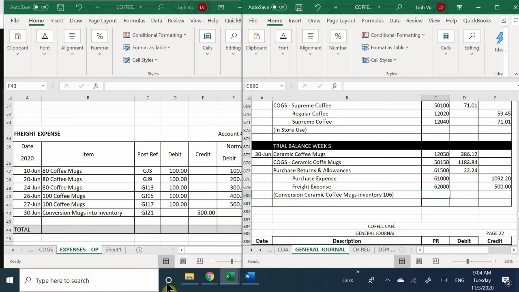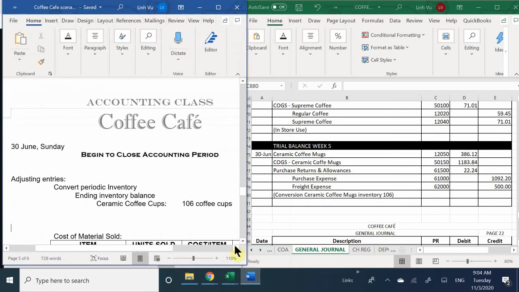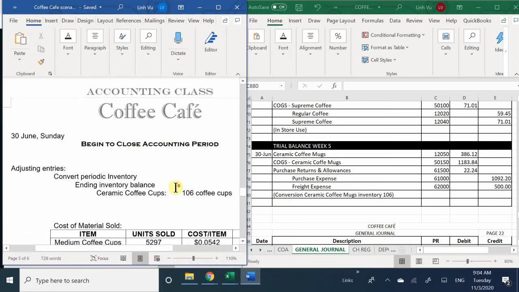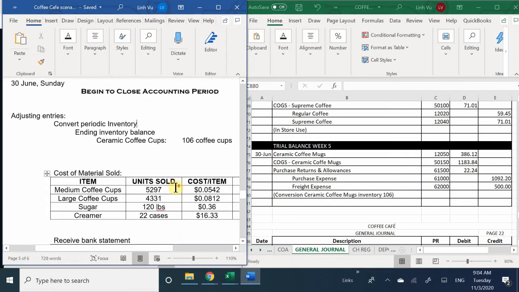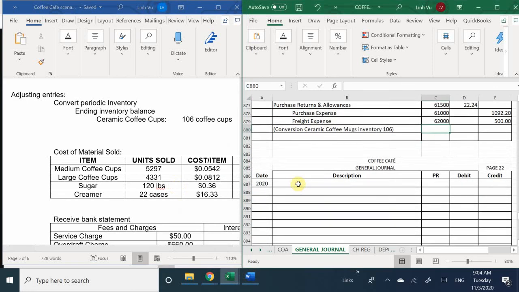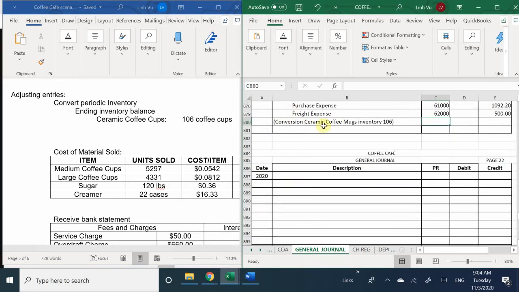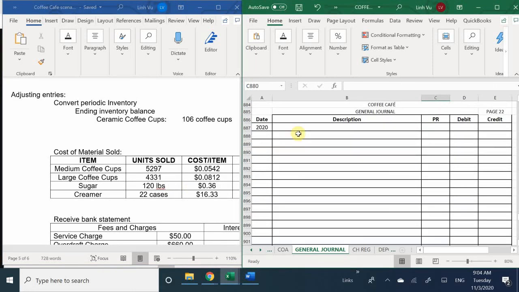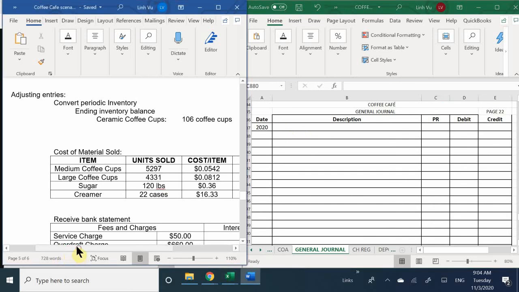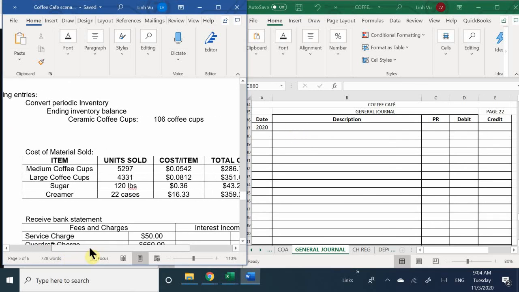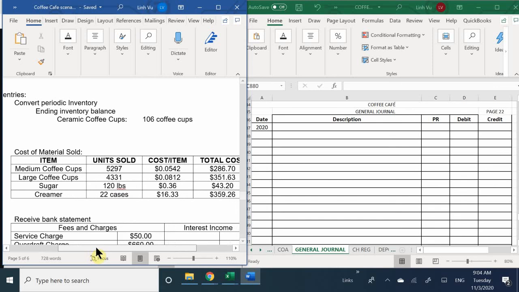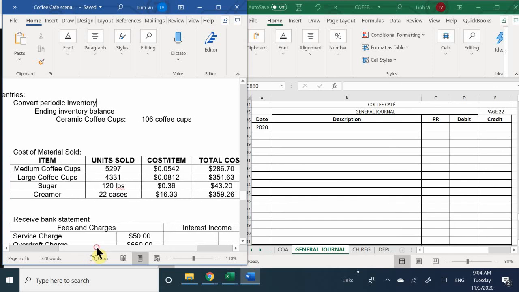All right. So what has happened next? I'm going to start on our new page since there's no way we can add a transaction there. So we're starting on page 22 now. So what has happened here? We have cost of materials sold.